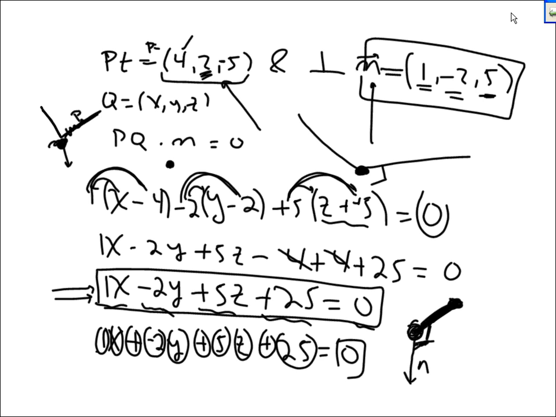Put the pencil like this. And it's still perpendicular to your pencil coming out of the board. Put your pencil like that now. It's still perpendicular to the pencil coming out of the board. Any vector in the plane is going to be perpendicular to this vector n.